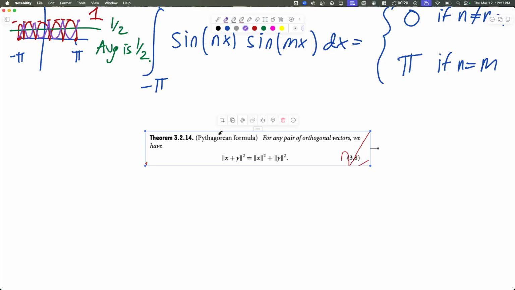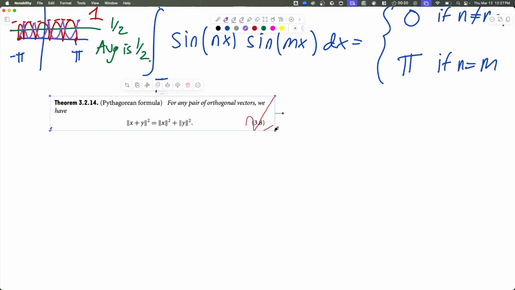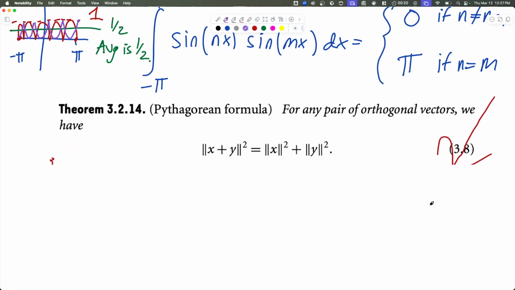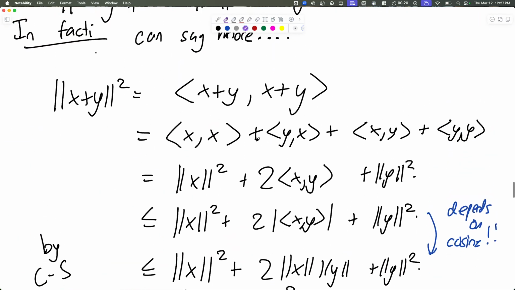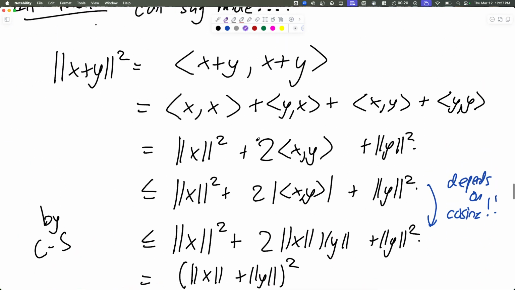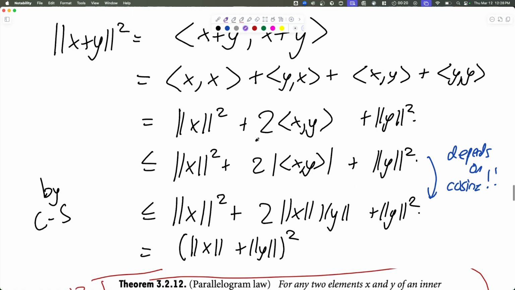Here's an important theorem you might have heard of. The Pythagorean theorem: if x and y are orthogonal, then the norm of x plus y squared equals the norm of x squared plus the norm of y squared. Do you remember? I said earlier that the norm of x plus y squared is always less than or equal to the norm of x squared plus y squared, and then there are these inequalities that depend on the cosine of the angle. Well, when they're perpendicular, the cosine of the angle is 0.